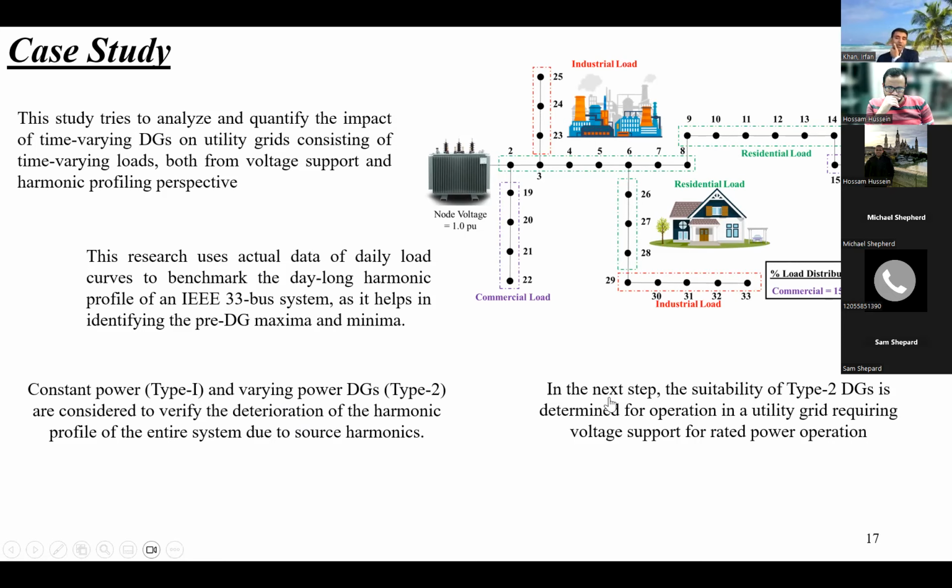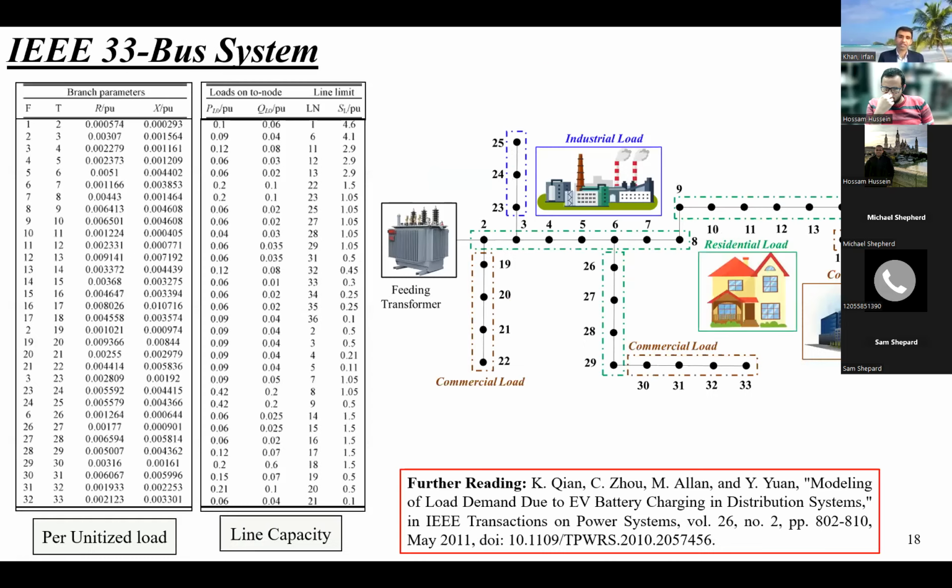In the next step, we will check the suitability of type 2, which is varying power DG, to determine its operation in the utility grid. How much they support voltage, let's see in the next slide. So this is the 33 bus system. These are the parameters: per unit load, line capacity, all these parameters were used. And this is the load distribution of the 33 bus system divided into industrial, residential, and commercial loads. More data about this is already published in this paper.